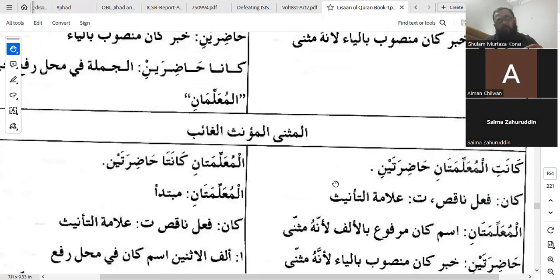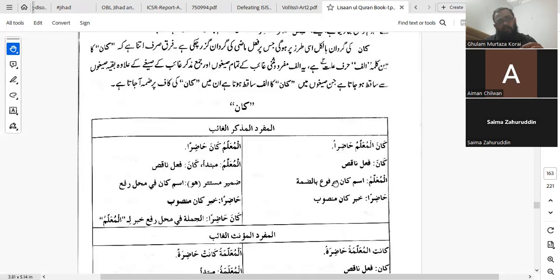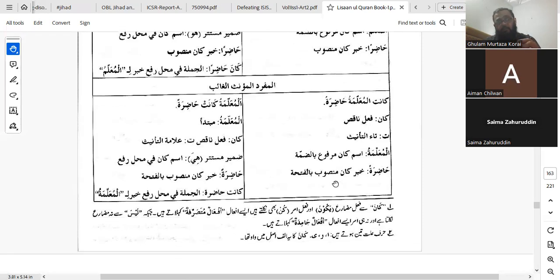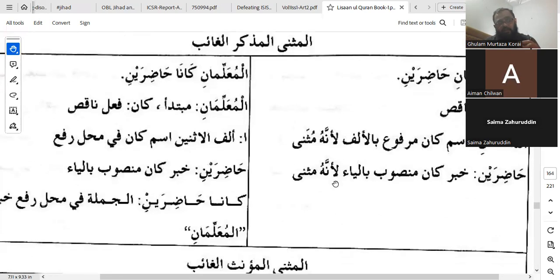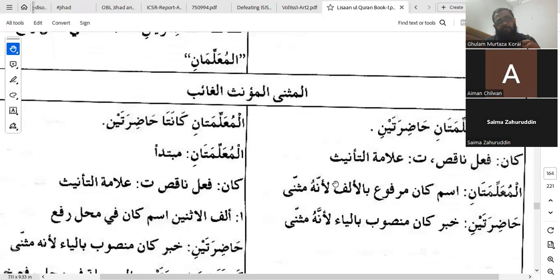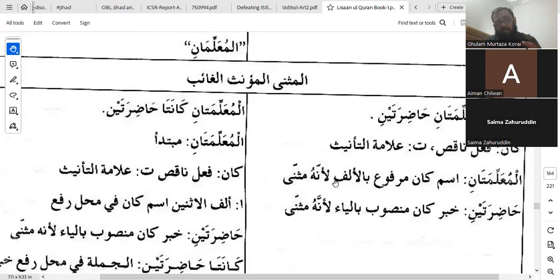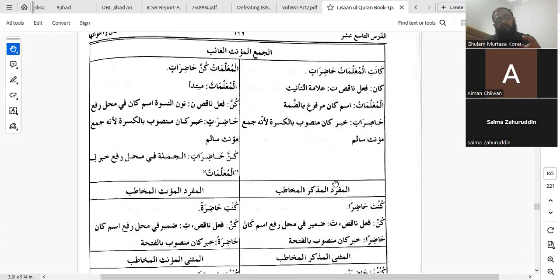Same is the case with mufrad muannas. If it is al muallimatu, it will be kanat. But if there are al muallimatani, then it will be kanata: al muallimatani kanata. And al muallimat, then it will be kunna: al muallimatu kunna hadiratu. Is that clear? Any questions on that?